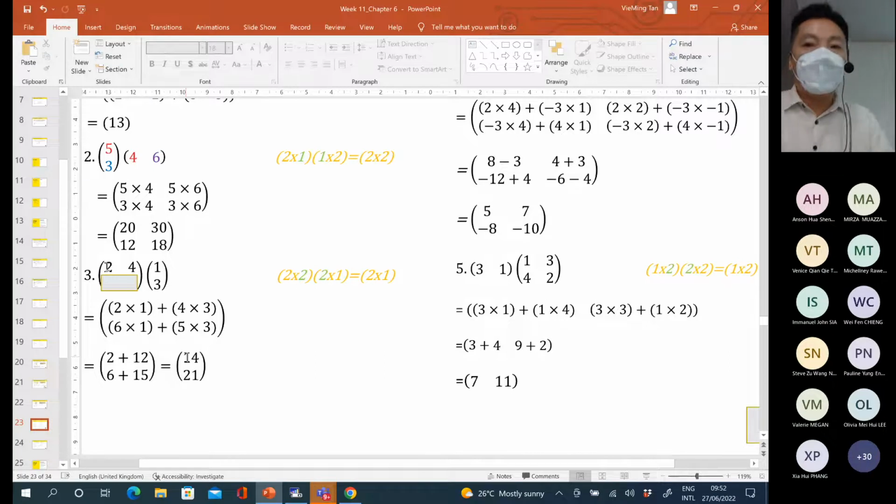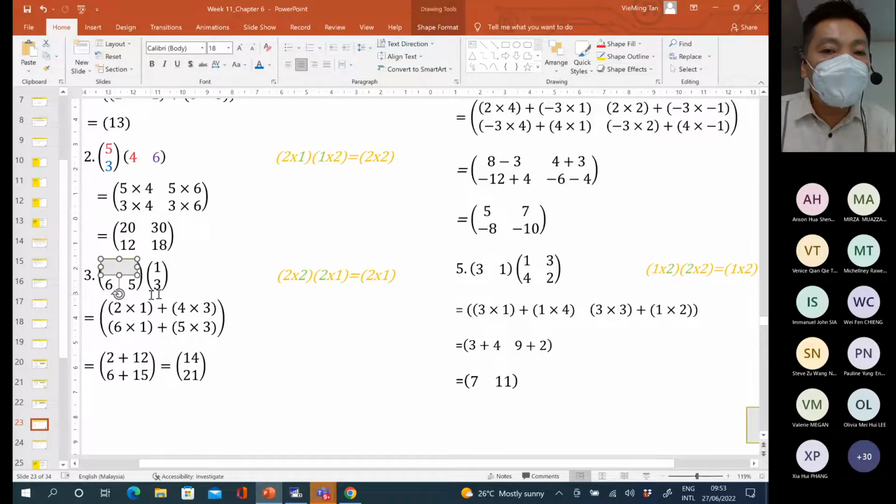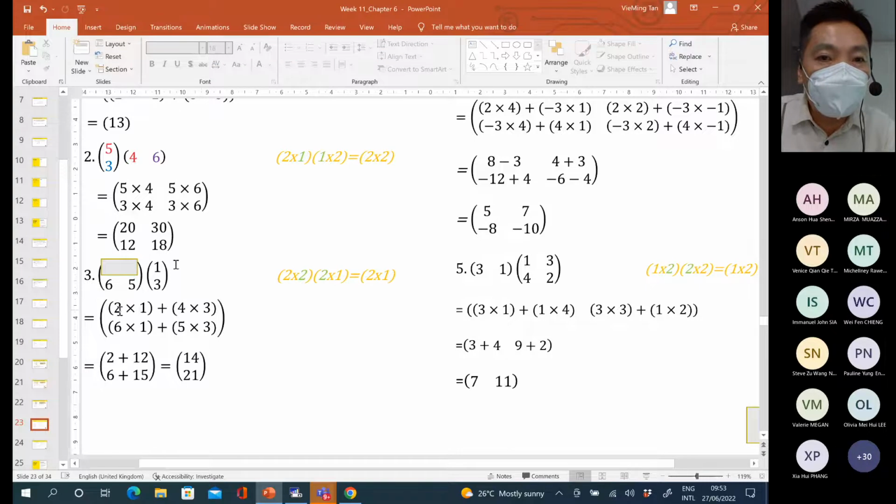Okay. Then how about this one? This is row number 2, column number 1. How to get 21? Row number 2 of matrix A. Row number 2 is here, second row of matrix A. Multiply with first column of matrix B. So we need this row and this column. Okay, let's try. 6 multiplied 1 is equal to 6, right? And then plus 5 multiplied 3 is equal to 15. So get 21.